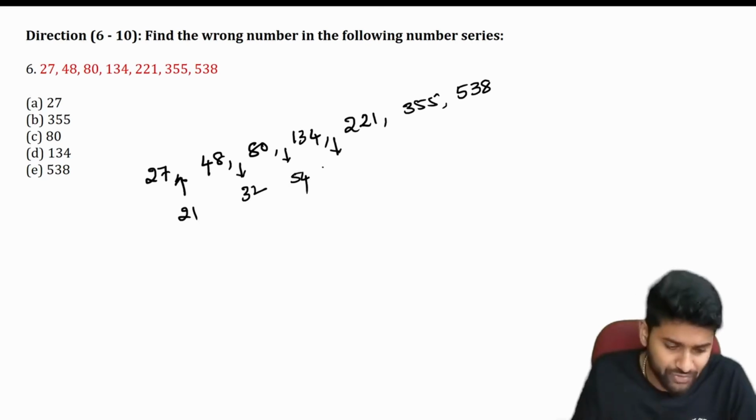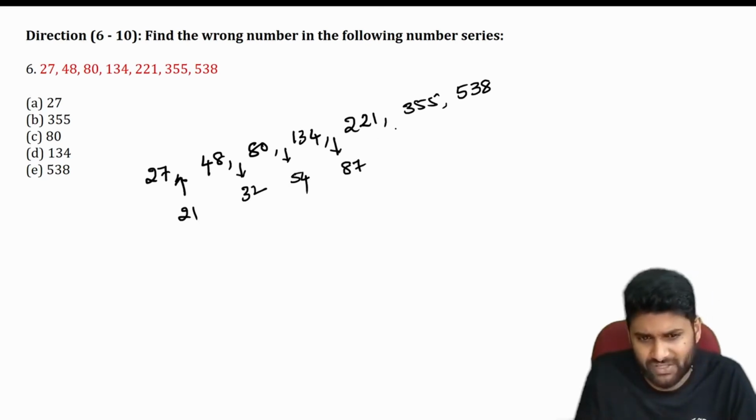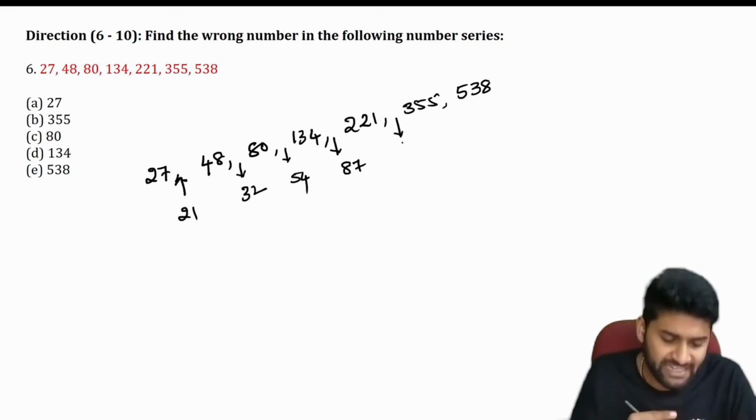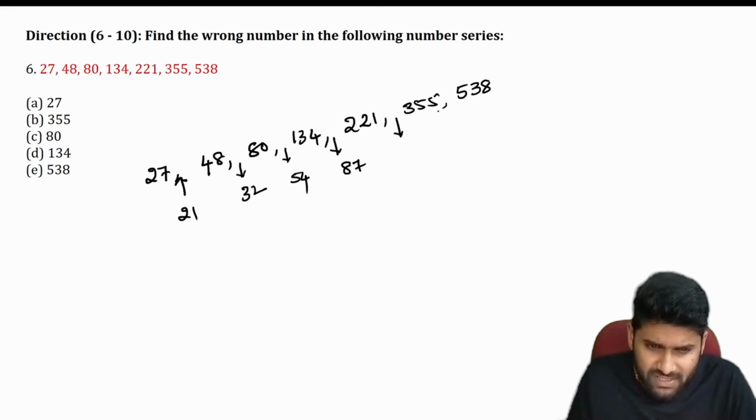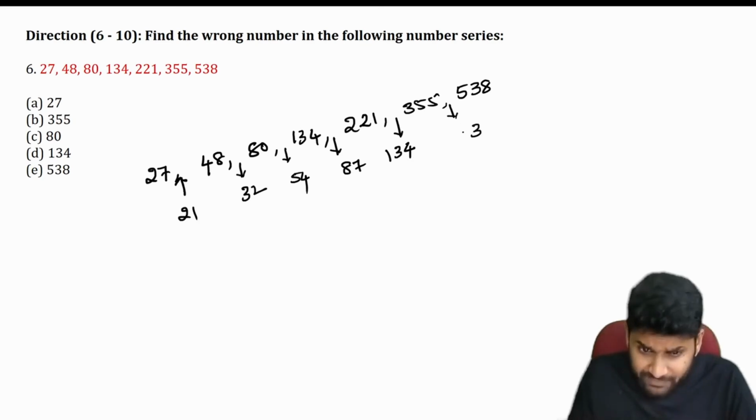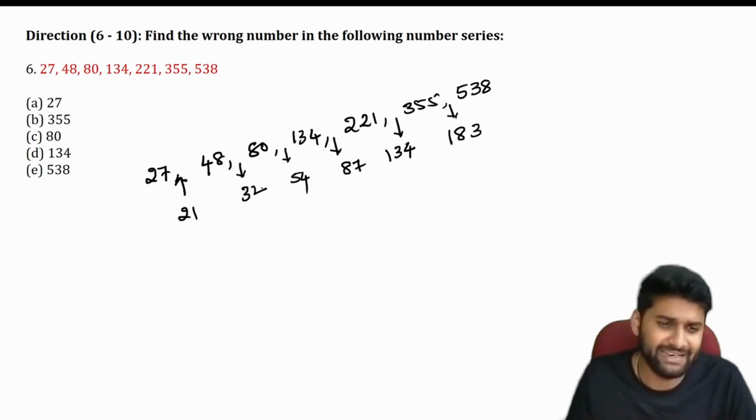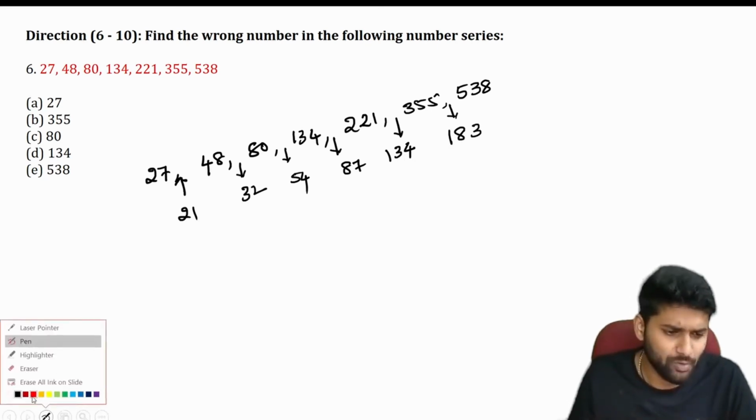Again 134 and 221. How much is the difference here? 87 units. Next 221 and 355. So how much difference do we have? So it's 355. Now just check the difference here. It's 4 units. 5 minus 2 is equal to 3. It's 134. Finally, it's 3 units. 13 minus 5, 8. And finally, 183. So there is no proper series here.